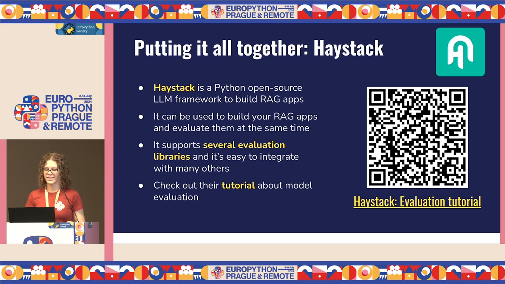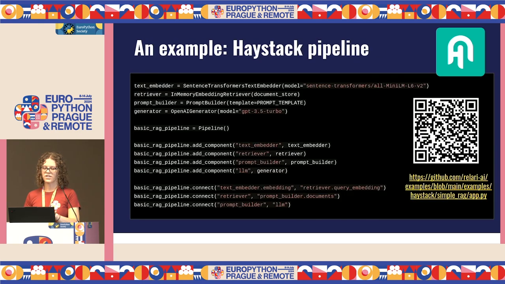For the example, though, I'm not using any of the frameworks that they integrated natively. I just use another one that is called Continuous Eval. Now, we're going to see how to do it in a second. First of all, this is how I build a Haystack pipeline. Now, this might look like a lot of code, but in practice, there are three steps.